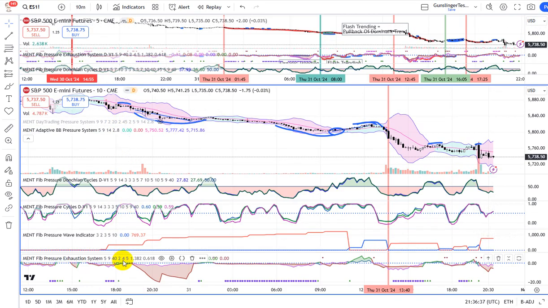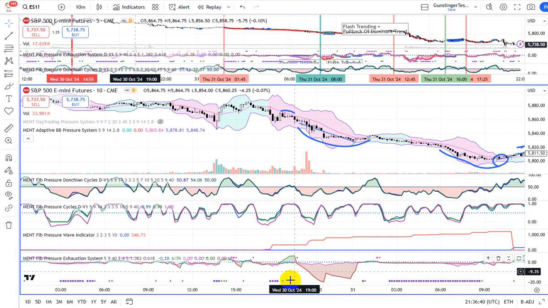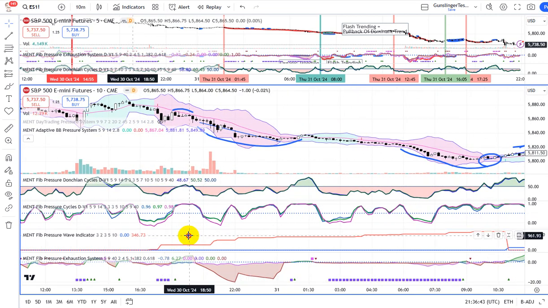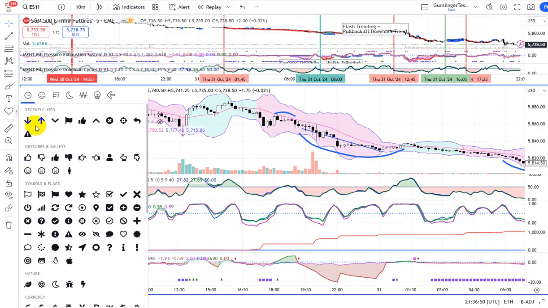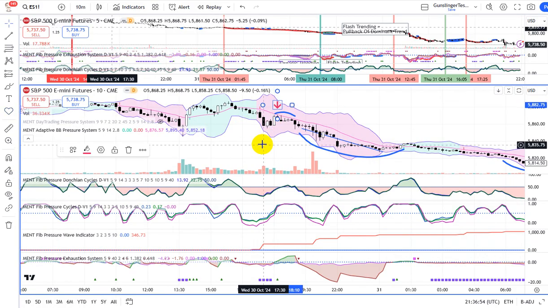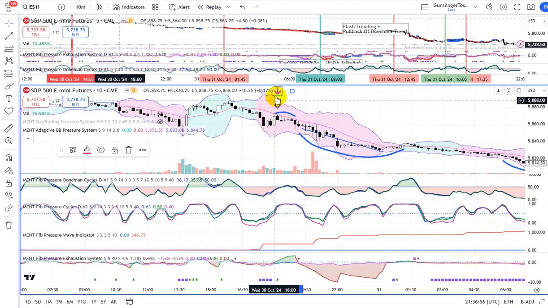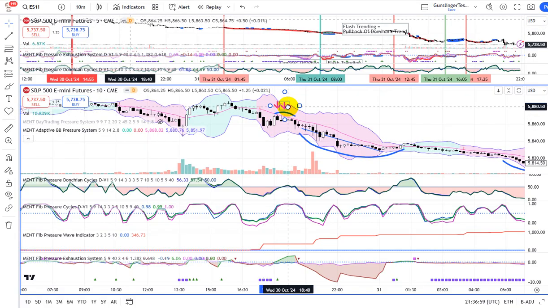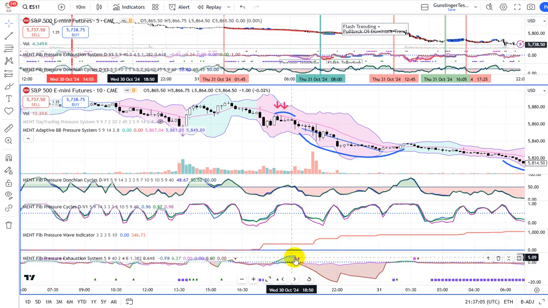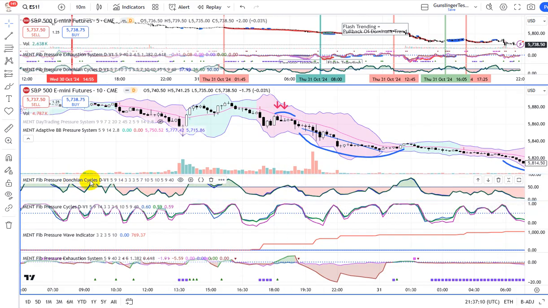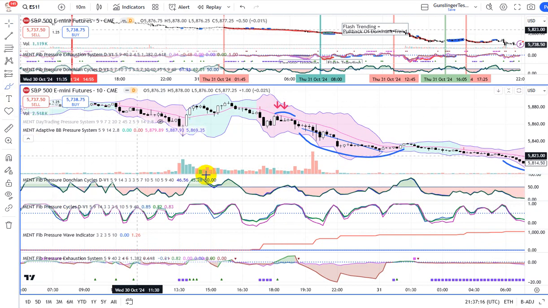When we get over into this upper area here, let me spread this out. We get over into this upper area where this flash trending is right here. This is where you want to be trying to sell into the market. This is where you want to try to tag and execute your trades, because this is the area you're going to get the best fills to try to catch the next downward cycle phase, which is what the cycles are for. Notice this says Donchian cycles. This says pressure cycles. It's designed to catch these cycle rotations.